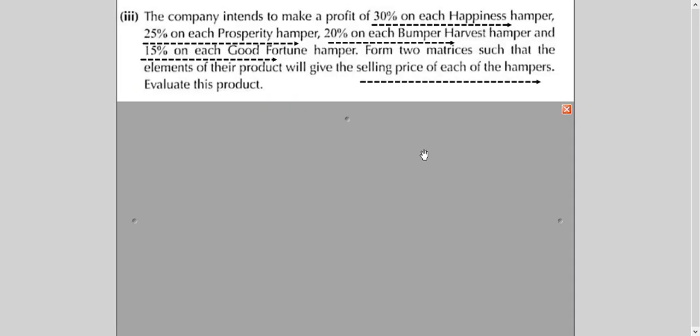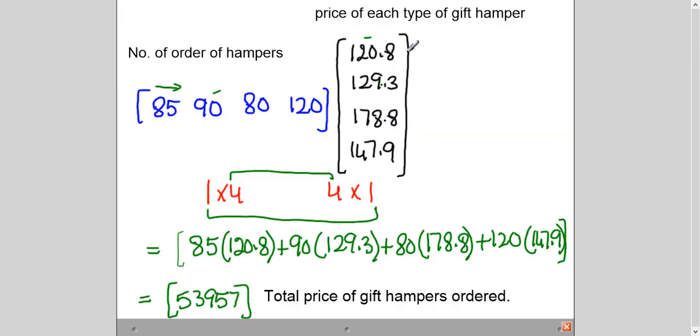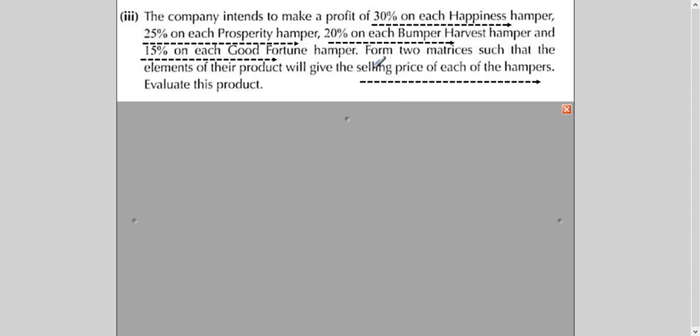Anyway, let's see the third part of the question. Now, of course, the prices we have seen here, each hamper, this is the company price because when they are packing cans, biscuit, things in it, so this much it cost to them. So of course, every company wants profit.